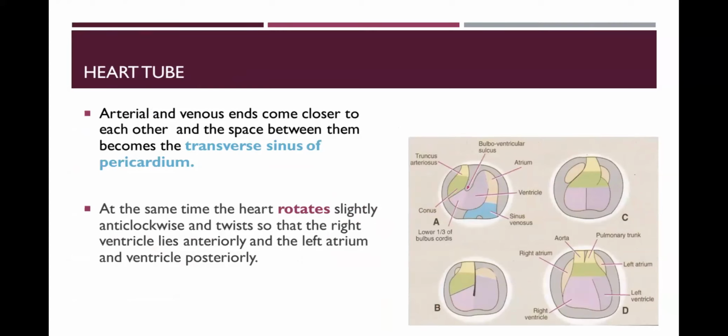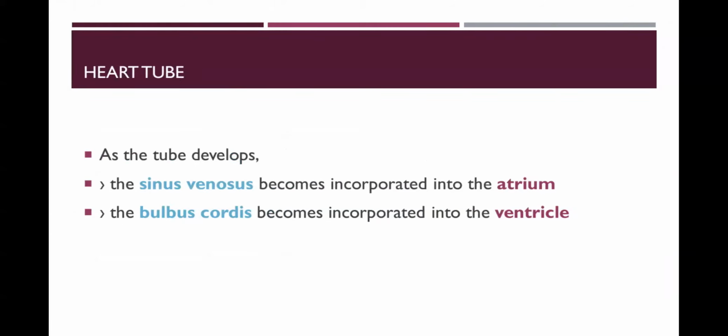The atrial and venous ends come closer to each other, and the space between them becomes the transverse sinus of the pericardium. At the same time, the heart rotates slightly anti-clockwise and twists so that the right ventricle lies anteriorly and the left atrium and ventricle posteriorly. As the tube develops, the sinus venosus becomes incorporated into the atrium, and the bulbus cordis becomes incorporated into the ventricle.